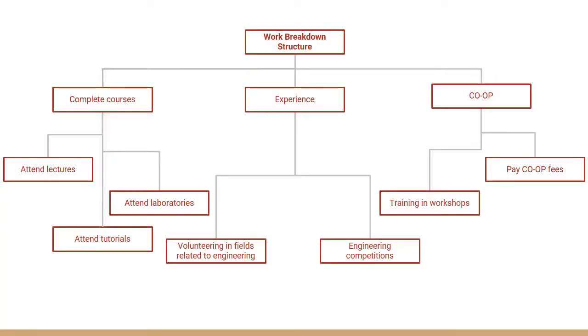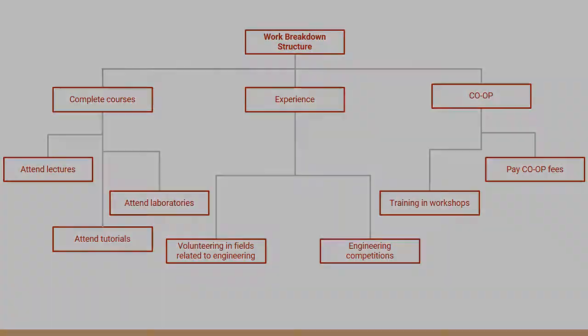Here's the work breakdown structure of the project. The first part is completing the courses, which includes attending lectures, tutorials, and labs. The second part is to get more experience through volunteering and engineering competitions. Lastly is applying for co-op. That includes paying co-op fees and training.